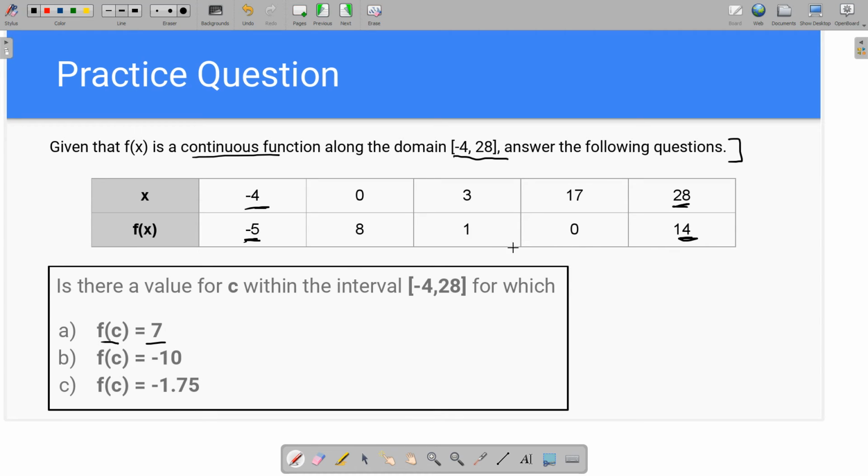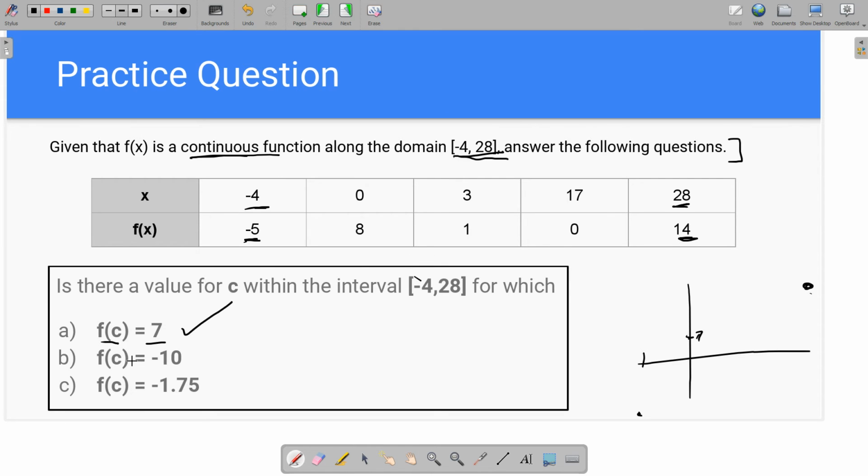So here I see that basically if I'm looking at -4, -5 gives me a point here, and then 28, 14 would give me a point here. So an output of 7 falls in between, this is 7 right here. 7 falls in between -5 and 14. So yes, there is some f of c value which will give us 7. I don't know what it is, but there exists some value given that it's continuous along this domain.